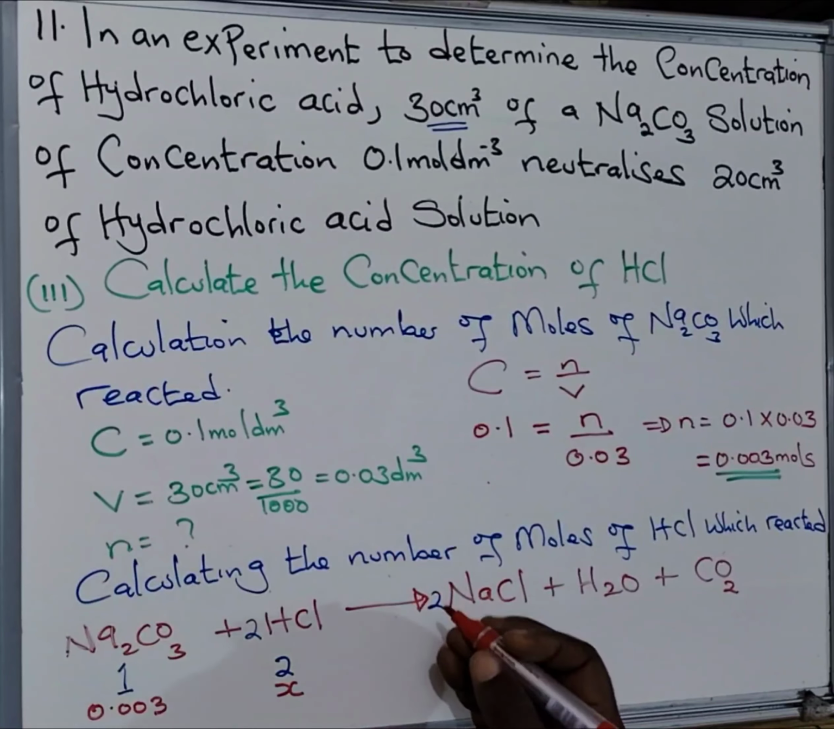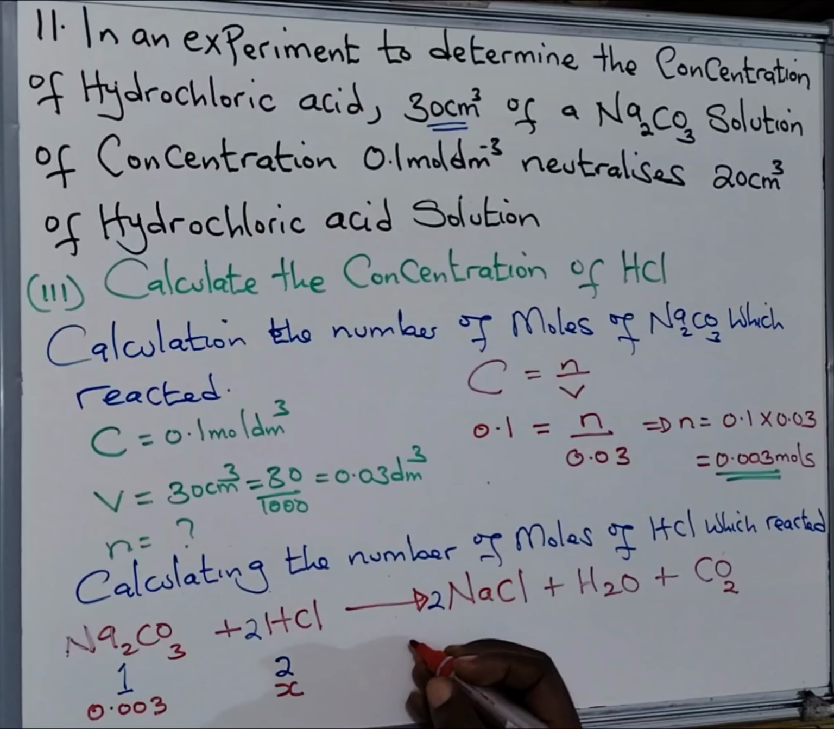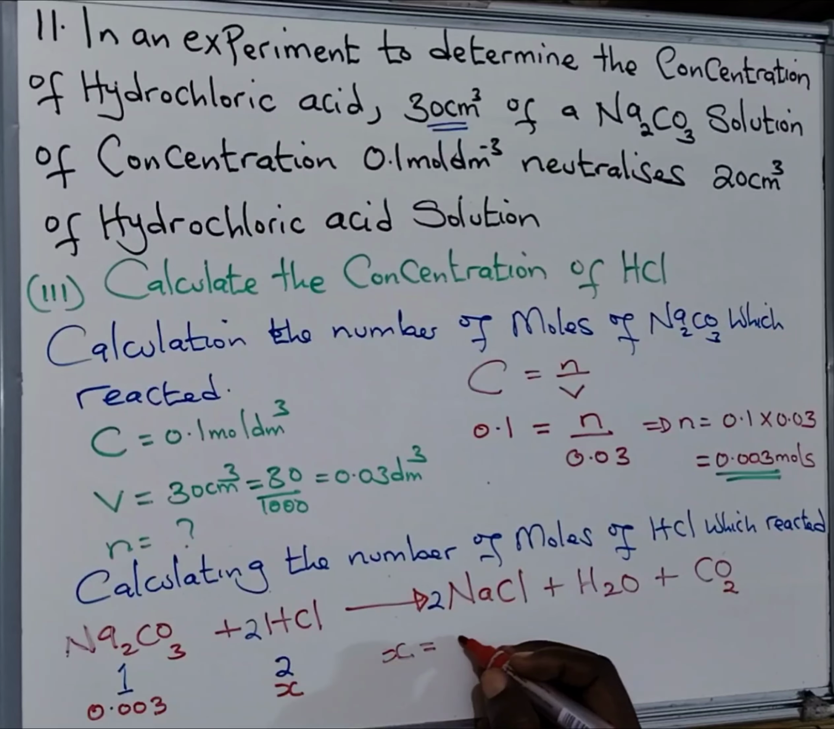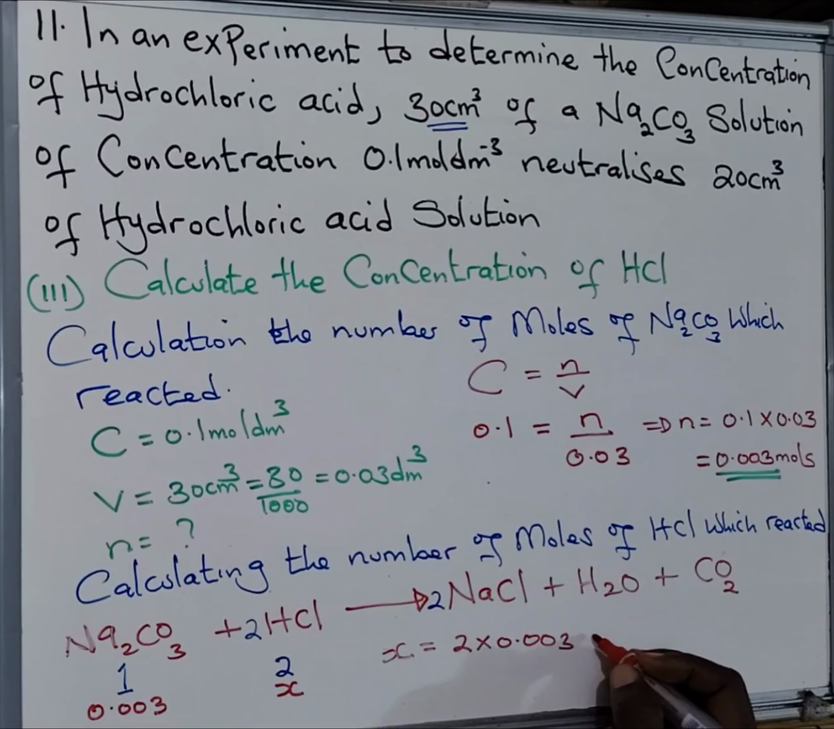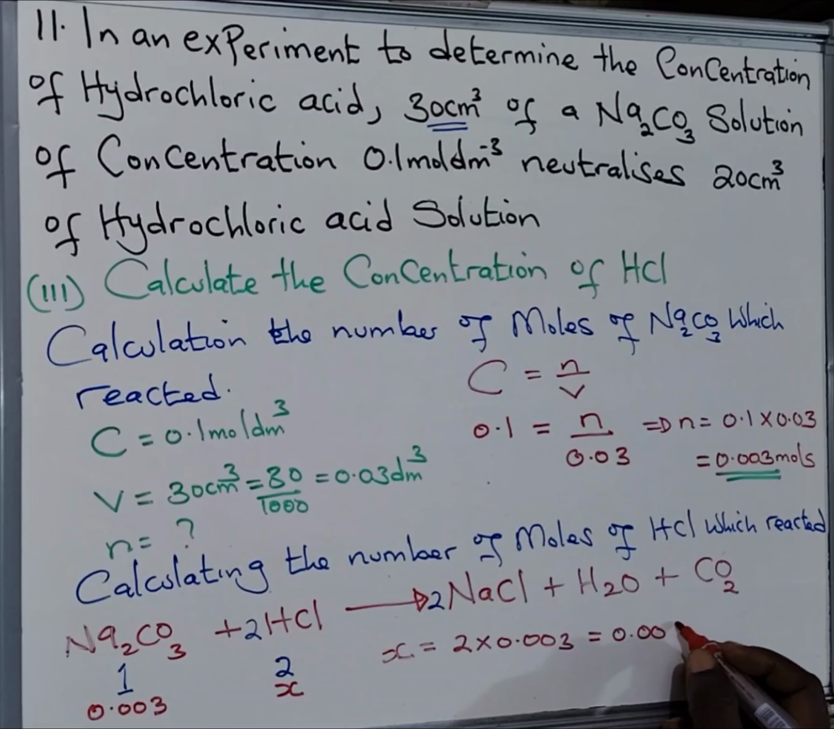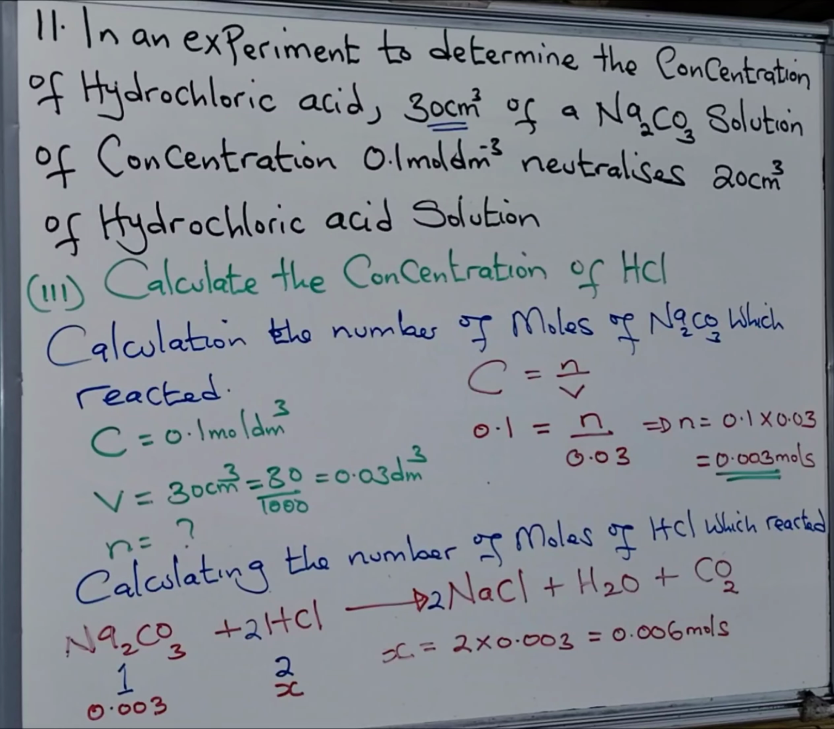So this is what we get after cross multiplying. 1 times X is X. Okay. Then we have 2 times 0.003, giving you what? 0.006 what? Moles. So what we have here are the number of moles of hydrochloric acid which reacted.